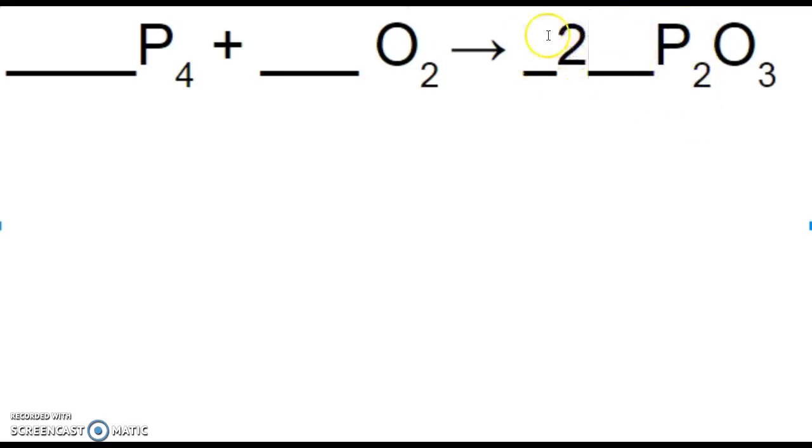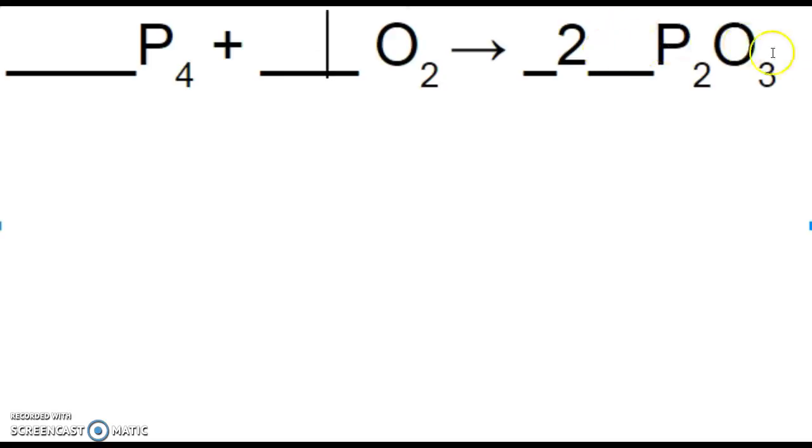But this coefficient doesn't just affect the phosphorus because this was a whole molecule when we started. So this coefficient affects the phosphorus and the oxygen. So I have 2 times 2 to give me 4 phosphorus, and 2 times 3 to give me 6 oxygen. So what I've actually done is balanced my phosphorus, but now my oxygens are unbalanced. So in order for this product to be created, we must have started with more oxygens than we're currently showing.